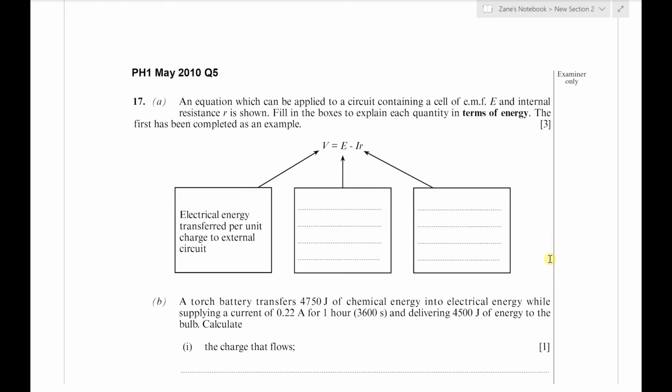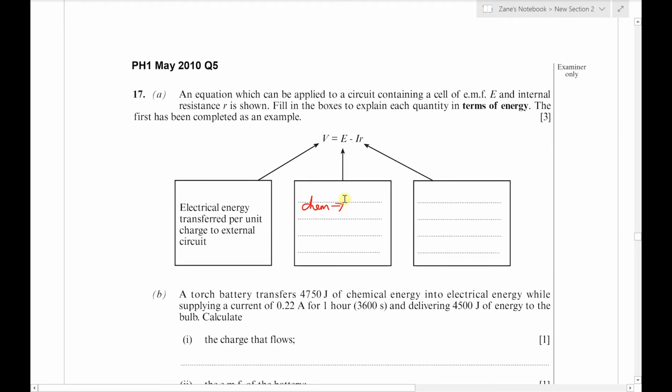We're asked to fill in terms of energy what the meanings of E and IR are. So E is the EMF, and there's not a lot of room to write a sort of really full definition here, so let's put it down very briefly. The EMF is the amount of chemical energy converted to electrical energy per unit charge. We mustn't forget that per unit charge bit, passing through the cell.